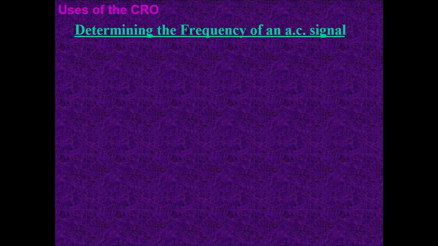Let us get the next use. It's used in determining the frequency of an AC signal. Now, how is this done? The signal is fed into the Y plates of a CRO with the time base on.